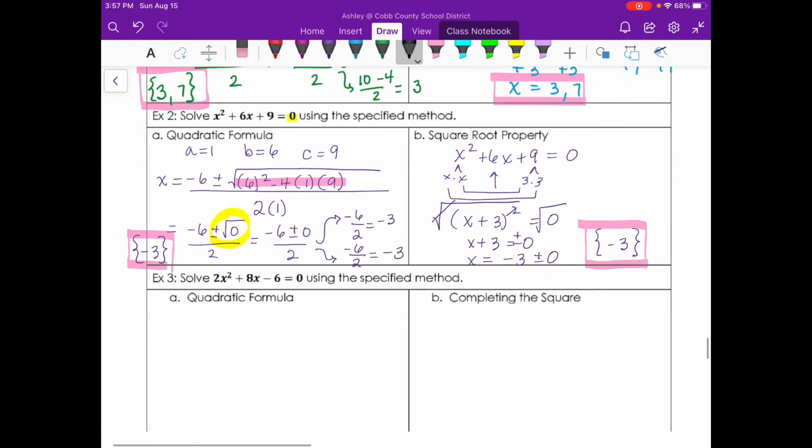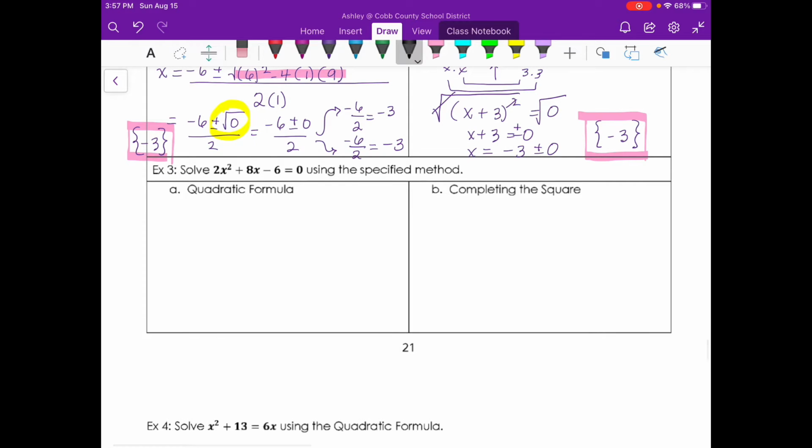Now let's take a look at example 3. This time we're going to use the quadratic formula and compare it to completing the square. So again, this equation is already in standard form, and my coefficients A is 2, B is 8, and C is -6. And those are coming from here, here, and here. And don't forget that the sign in front of a term goes with it. So now we are ready to substitute into the formula.